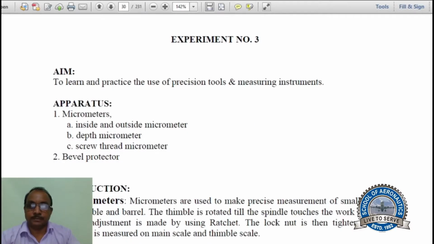Experiment number 3. Aim: to learn and practice the use of precision tools and measuring instruments, apparatus, micrometers, inside and outside micrometer, depth micrometer, screw thread micrometer, bevel protractor.